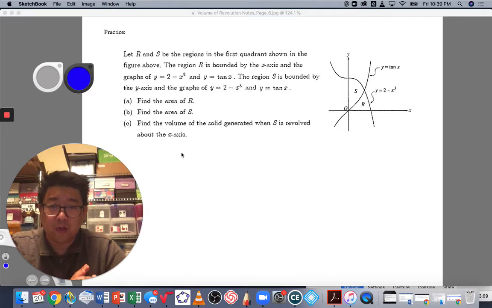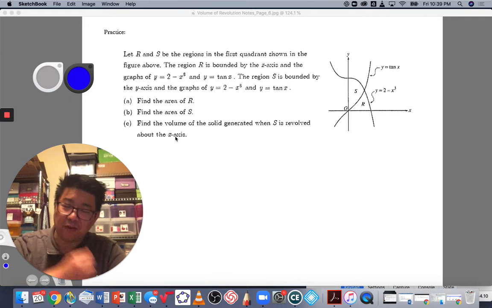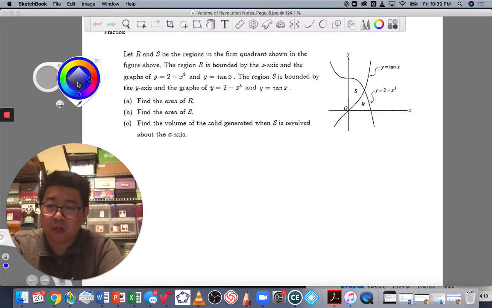Hi, this is the last page of the volume of revolution notes. It's going to be in the style of what an old AP FRQ used to look like, where it was find different areas. So like the first part of when we learned about top minus bottom, so it's two-dimensional stuff. And then the last part would be taking you to some third dimension using cross sections, or in this case, a volume of revolution. So before we start, let's make sure we understand what we're working with.